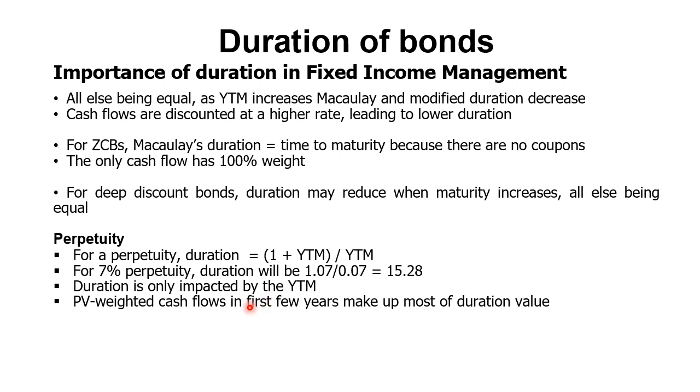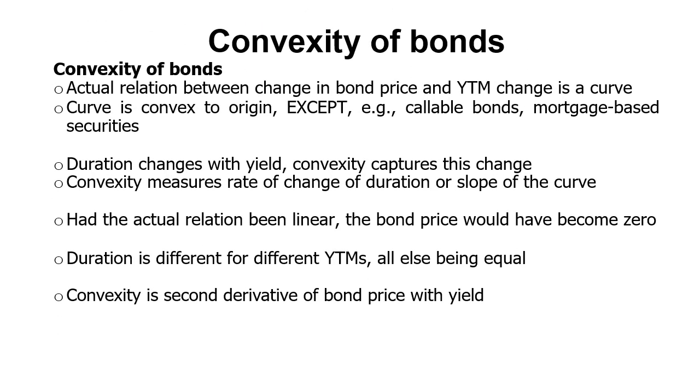For a perpetuity, the present value weighted cash flow in the first few years makes up most of the duration value. Note that the duration is not a 100% accurate measure. We need to factor in the convexity to accurately predict the price sensitivity of a bond. So let's discuss the convexity of a bond.